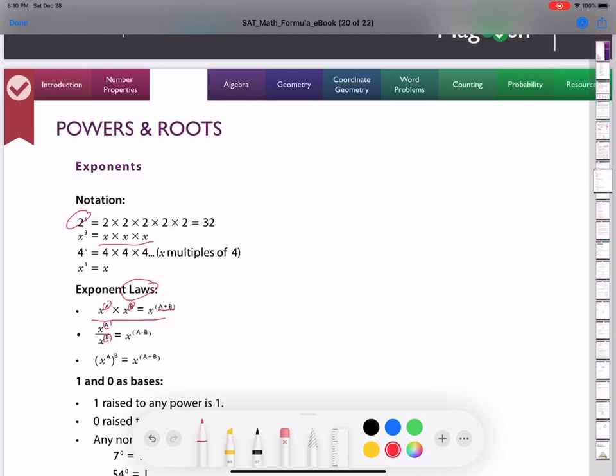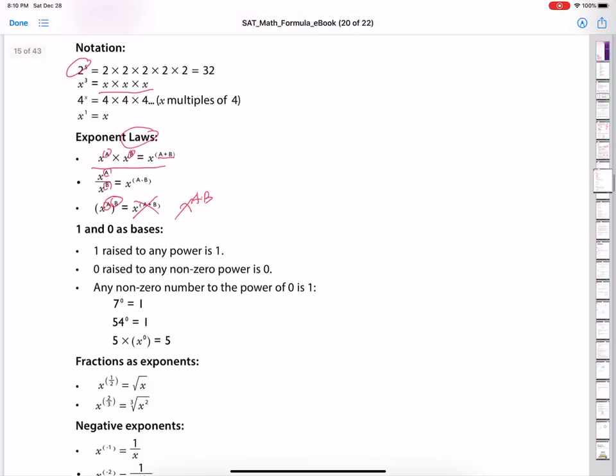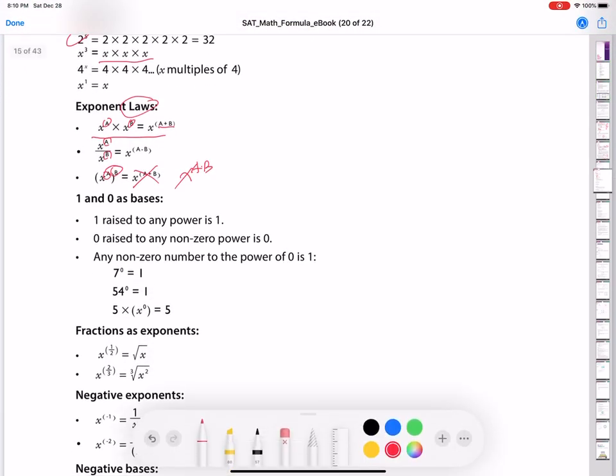Power: x to the a power and the whole thing to the b power. In that case, just multiply the two powers: x to the a times b. That's right. All right. Any number to the 0 power is 1. Any number to the 0 power is always 1.